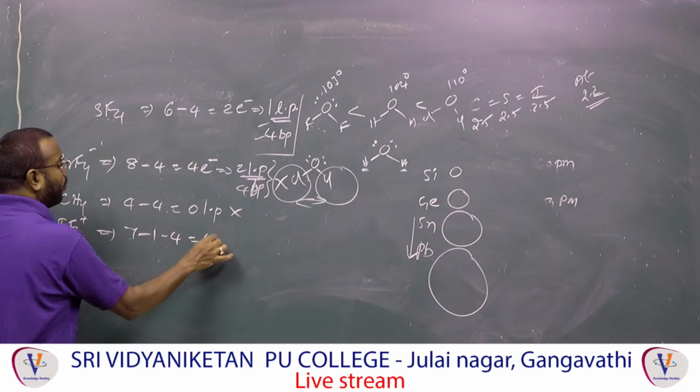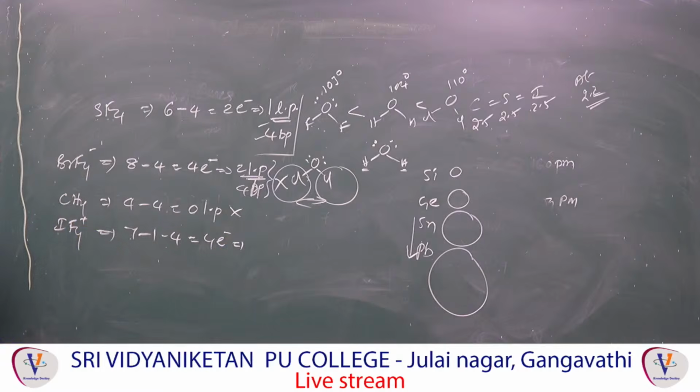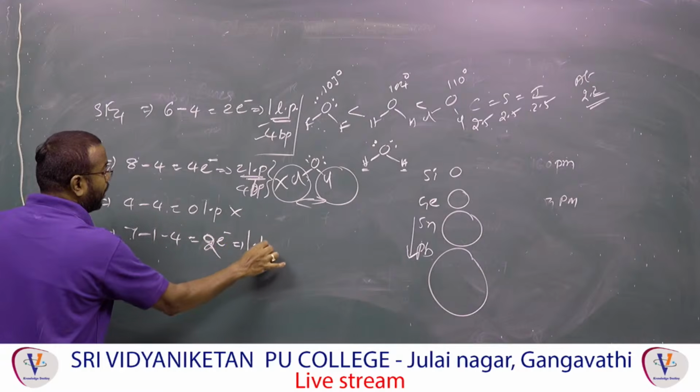That means 8 minus 4, 4 electrons. I mean 6 minus 4, 2 electrons, 1 lone pair.